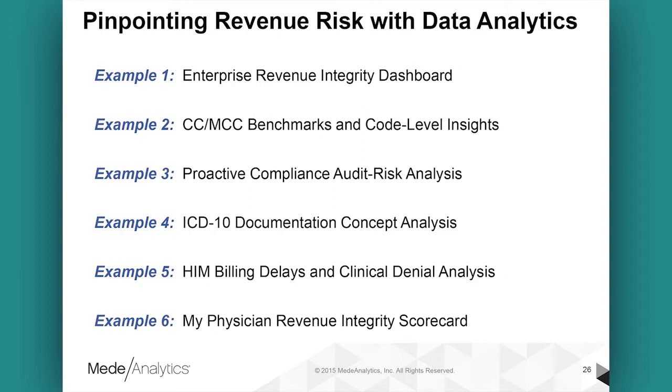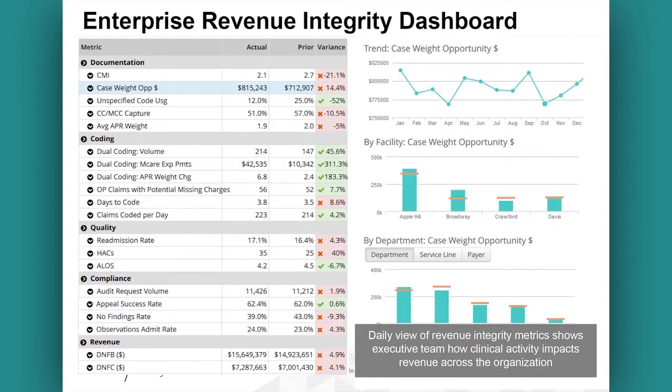Obviously, the ICD-10 documentation concepts is a big part of this. We talked about the impact on revenue cycle metrics, on DNFB, on denials, on things that happen down the road in the revenue cycle. And probably most importantly, in the last example, I'm going to show how all of that fits together. How do you look at compliance, ICD-10, CMI, CC-MCC capture, revenue cycle metrics, all in one view from a physician perspective? So the first one I was going to focus on is the big picture.